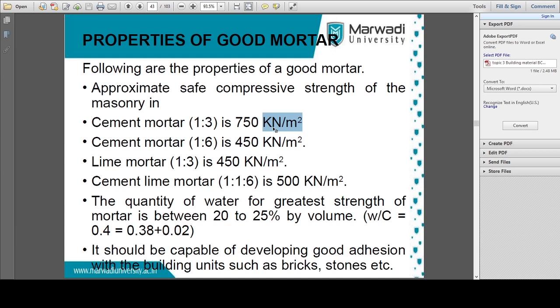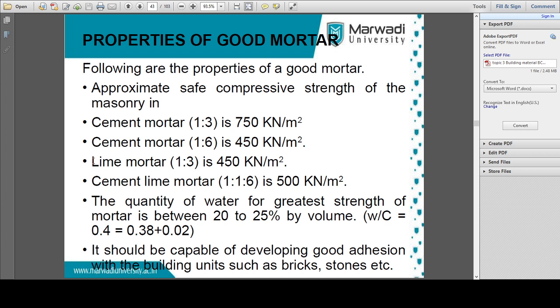So if we go for the proportion 1 is to 3, then the strength which we are obtaining is 750 kilonewton per meter square. And if we are going for proportion 1 is to 6, then the strength which we are obtaining is 450 kilonewton per meter square. As we move further, if we go for 1 is to 2 proportion, then it will be having more strength than that of 750. And as we move downward, that is 1 is to 4, 1 is to 5, 1 is to 6, the strength will get reduced, right?